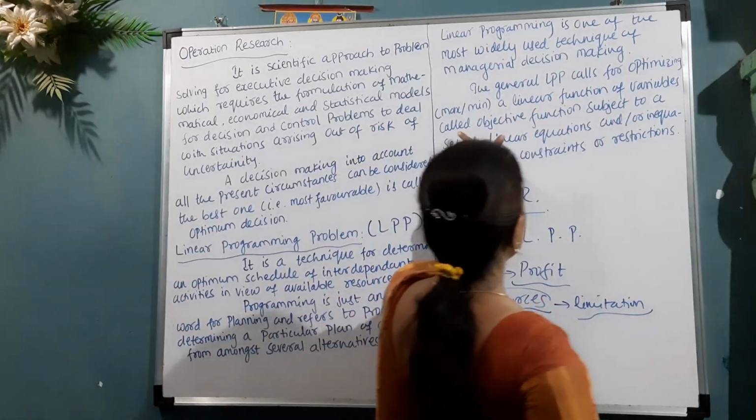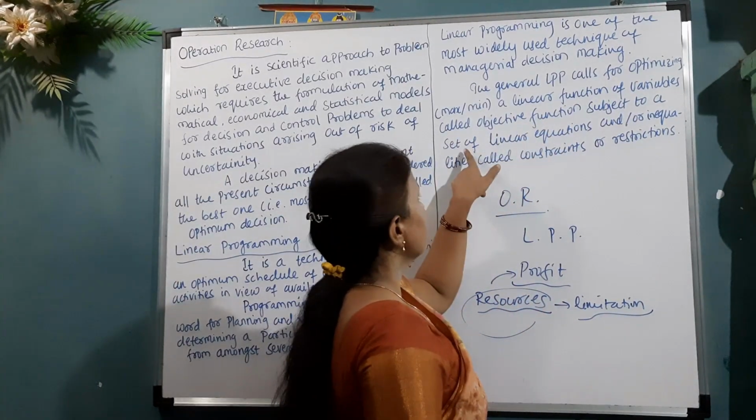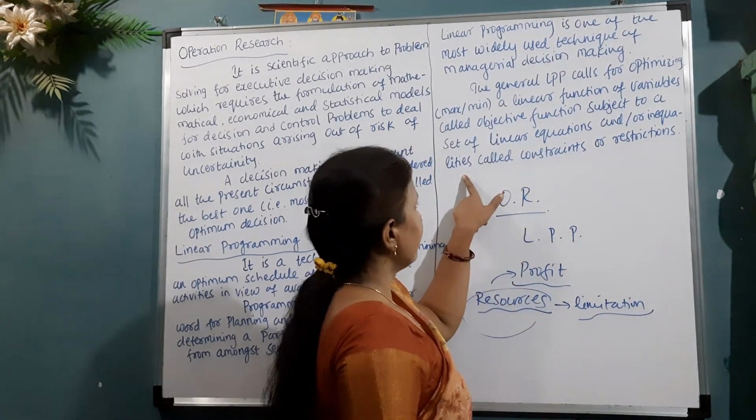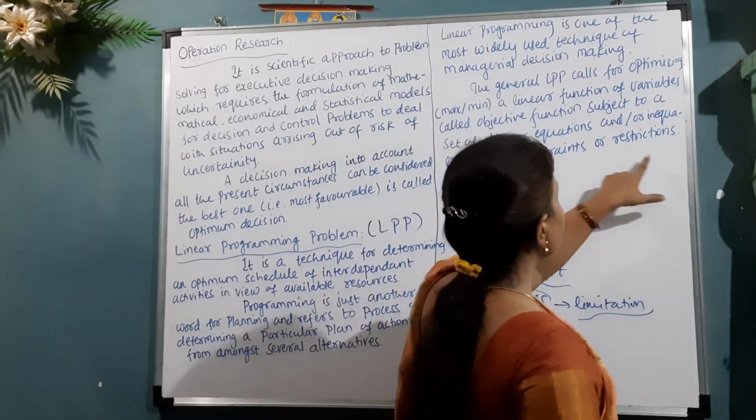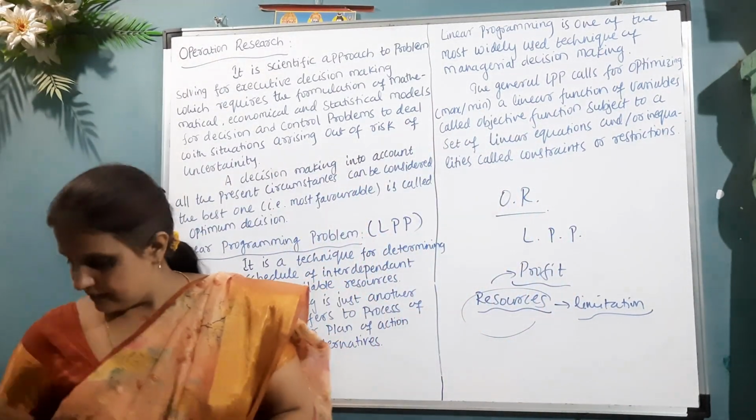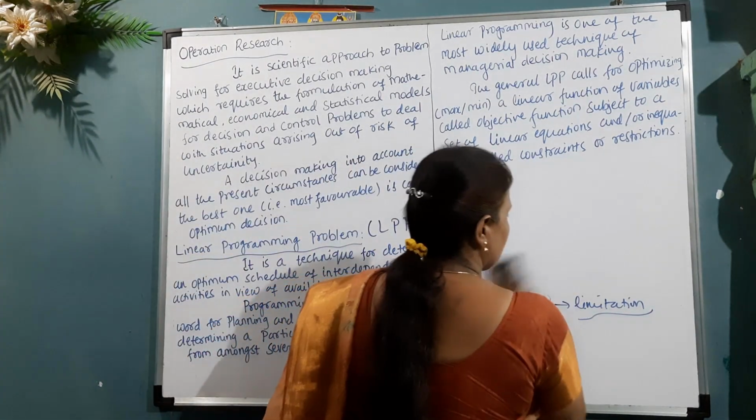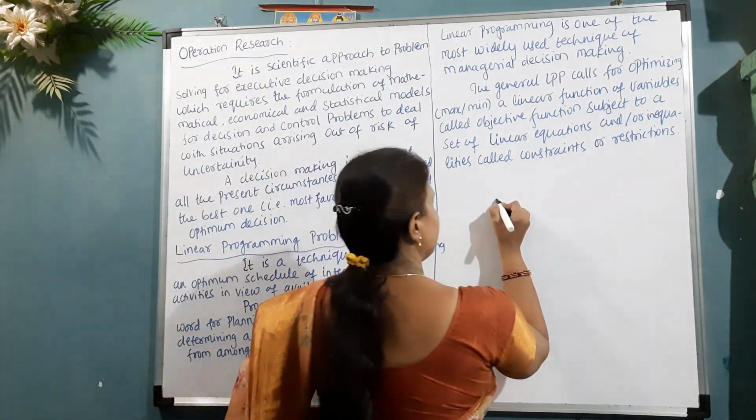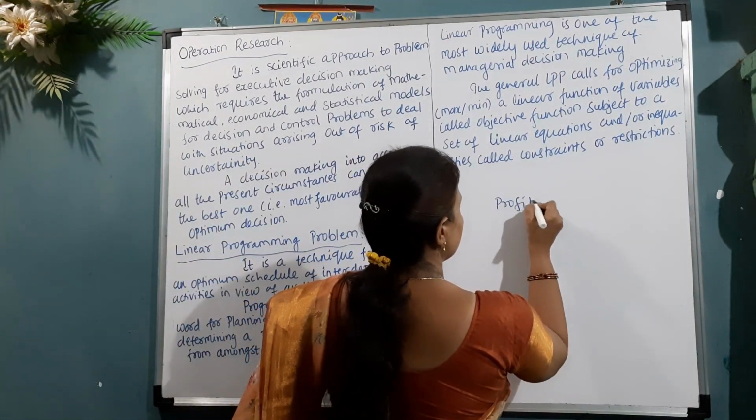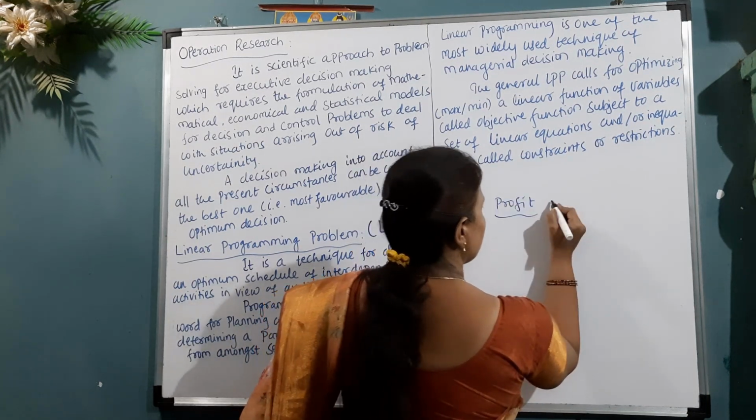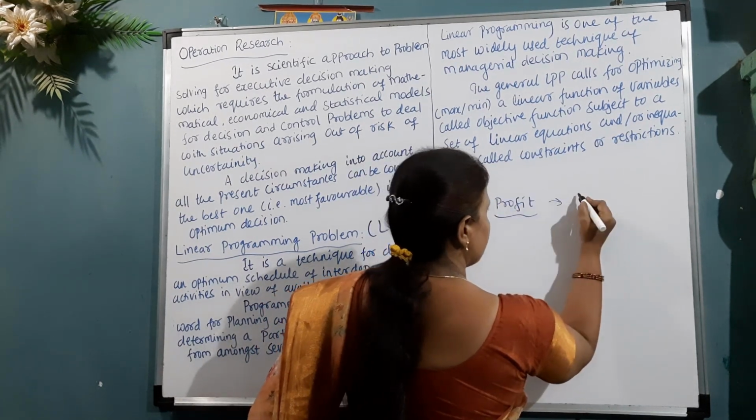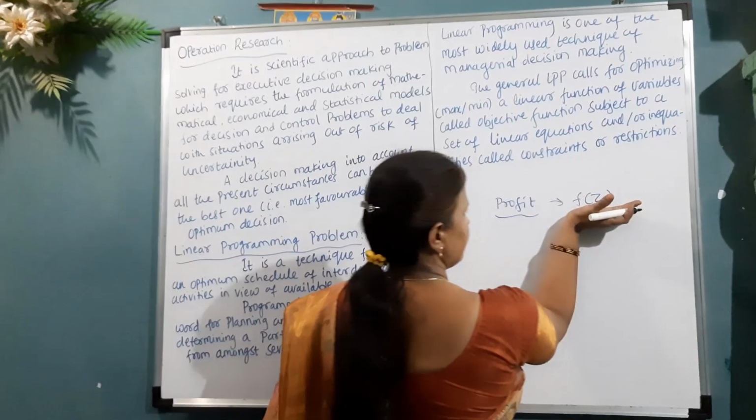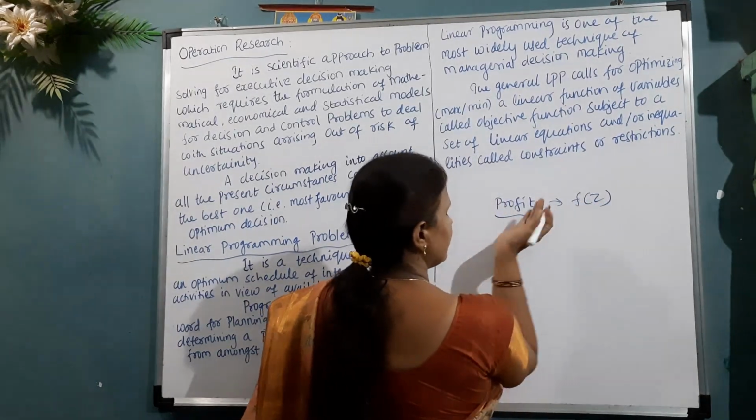A linear function of variables called the objective function, subject to a set of linear equations and/or inequalities called constraints or restrictions. The meaning of this is, suppose we are having a linear programming problem in which we want to increase the profit. To increase the profit, we express this as one equation and call it an objective function. Now our aim is to optimize this objective function. So if it is a profit, we may say maximize.